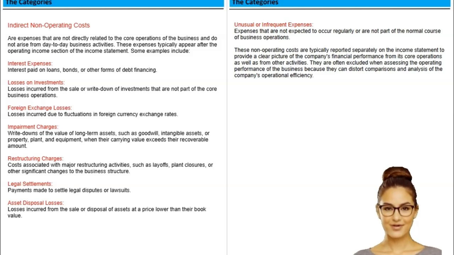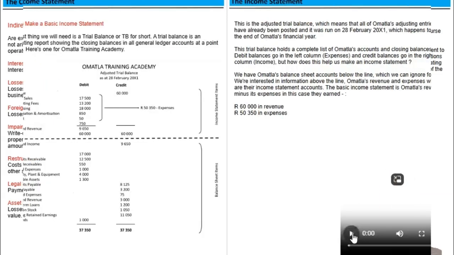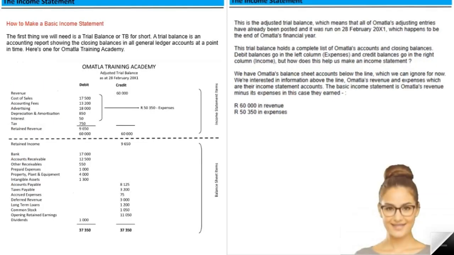They are often excluded when assessing the operating performance of the business because they can distort comparisons and analysis of the company's operational efficiency. As practice activity number 3, I urge you to look up a company's adjusted trial balance and see if you can correctly categorize its indirect non-operating cost. Stop the lesson and study.